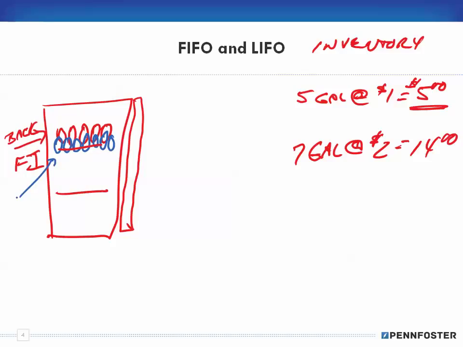The 7 in the front, they're the last ones in, okay? That's where the FIFO and the LIFO come in. First in and last in, okay? So when I close the refrigerator door, the total value of the milk in my refrigerator is now $19.